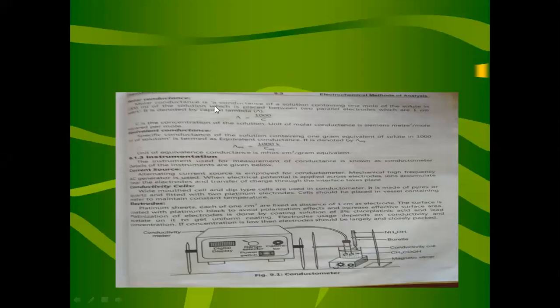So in specific conductance, we take the unit quantity or unit volume of the solution. Here, in the case of molar conductance, we take a unit concentration of the solution. So what is molar conductance? It is the conductance of the solution containing 1 mole of the solute in 1000 ml of the solution, which is placed between two parallel electrodes that are 1 centimeter apart from each other.